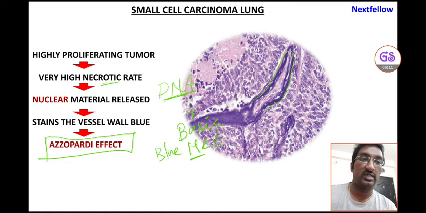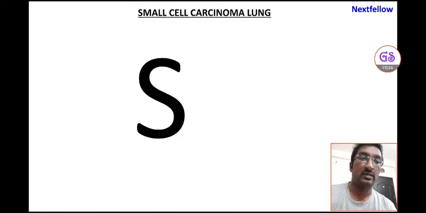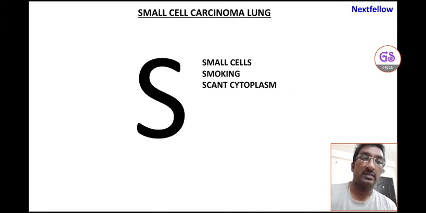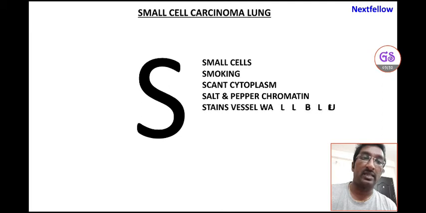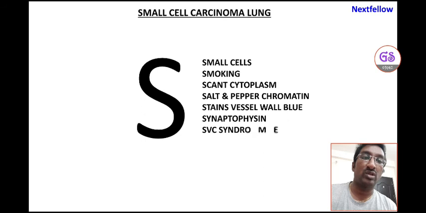I am just drawing a green line on the top of the AZZOPARDI effect. And we can remember the high yield points of small cell carcinoma with the letter S. So small cell carcinoma is comprised of small cells, strongest association with smoking, and cells will have scanty cytoplasm with the salt and pepper chromatin, and it will stain the vessel wall blue, which is called as AZZOPARDI effect. And one of the classical immunohistochemical marker that is positive is synaptophysin, and one of the most common paraneoplastic syndrome that can be seen in small cell carcinoma patient is superior vena cava syndrome.